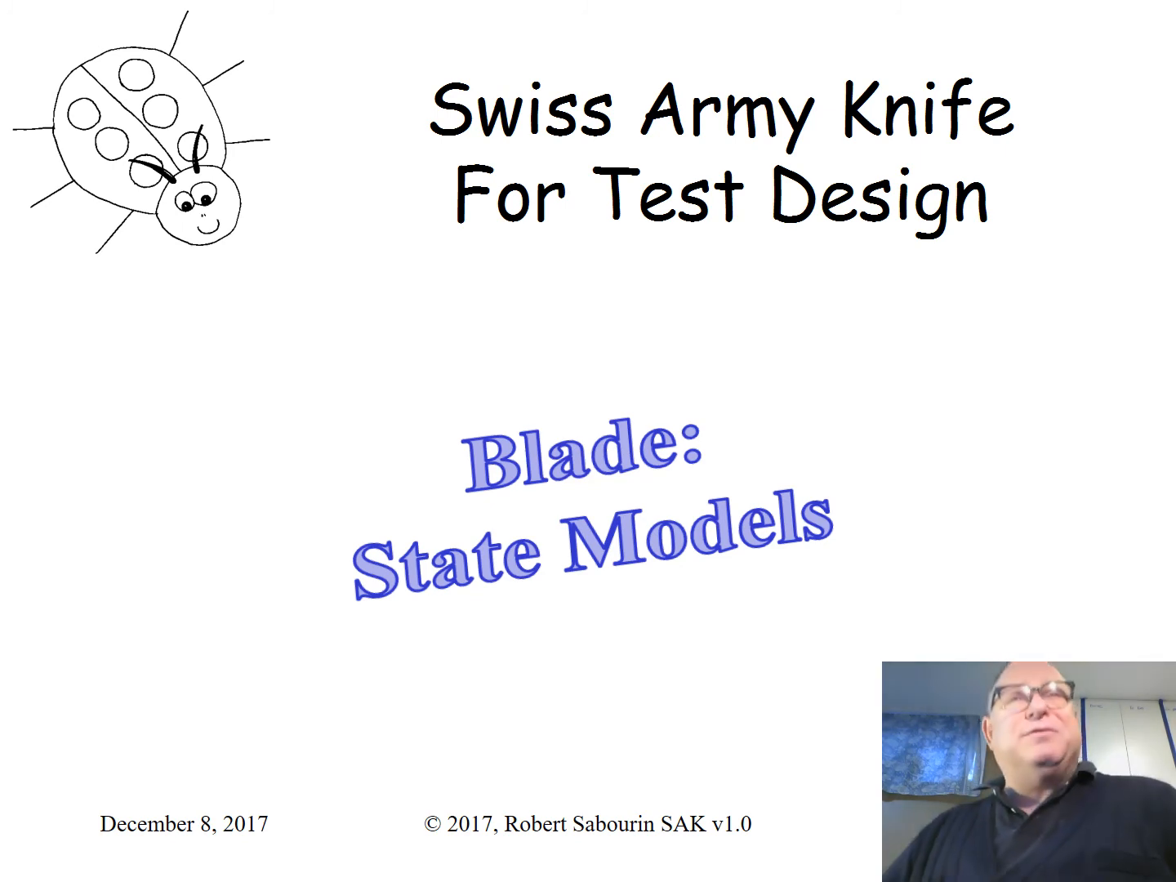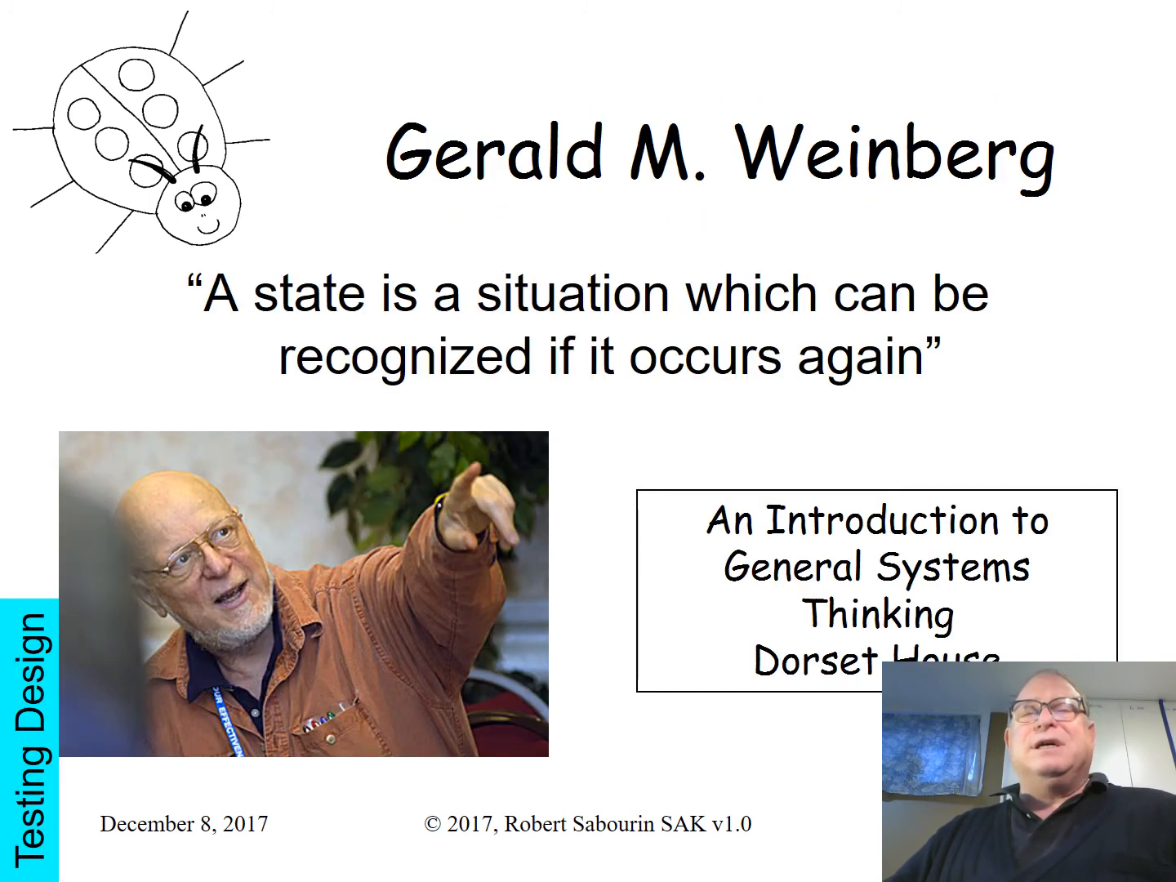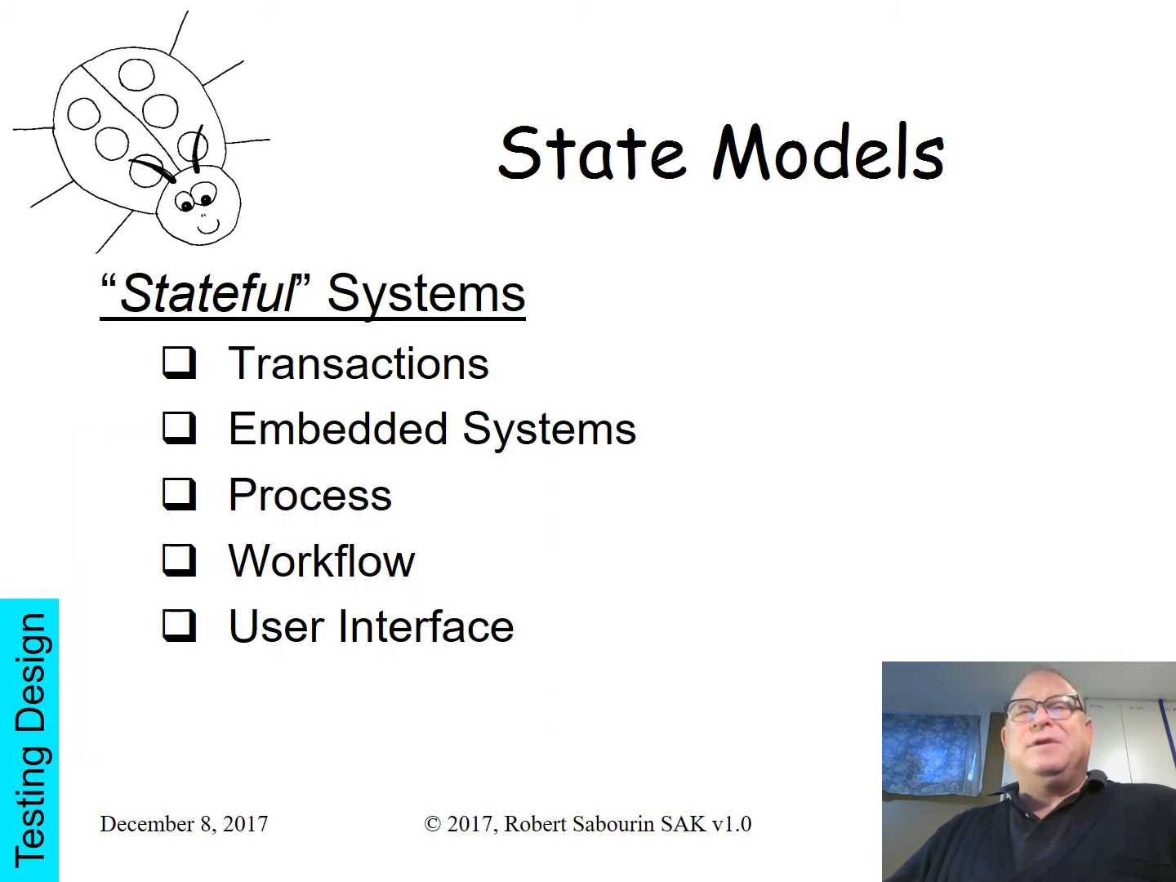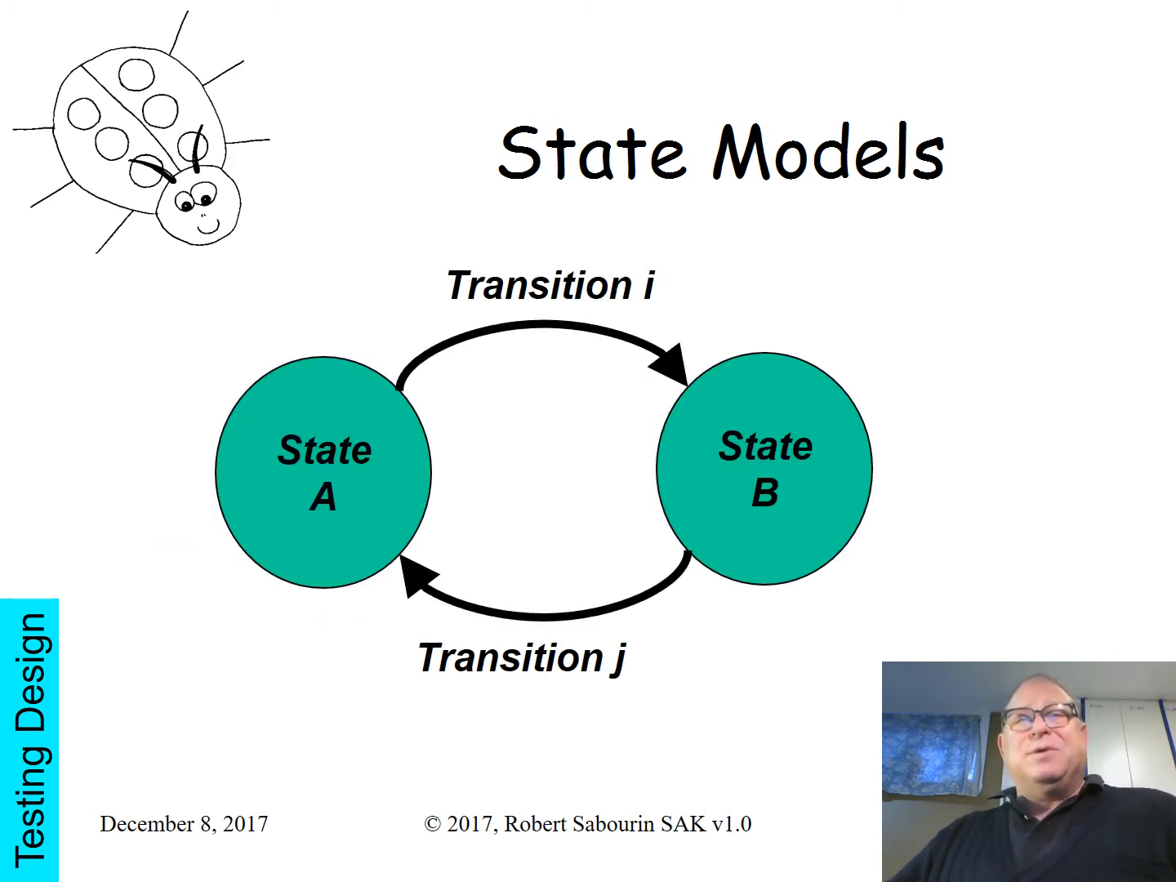There's another type of model we use if we have a stateful system, called state models. A stateful system is interesting. A state is a situation which can be recognized if it occurs again. So if you have a system which is stateful, maybe I can test it by using state transition diagrams. Transaction systems, embedded systems, process flows, workflows, and user interface systems are examples of stateful systems. There are also, today, REST APIs, which are stateful systems as well.